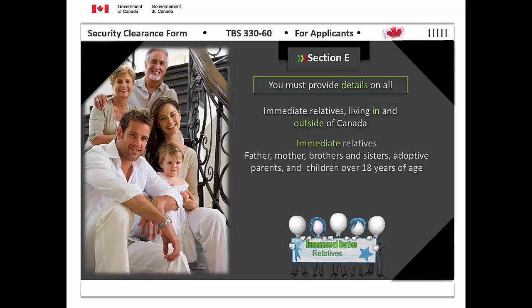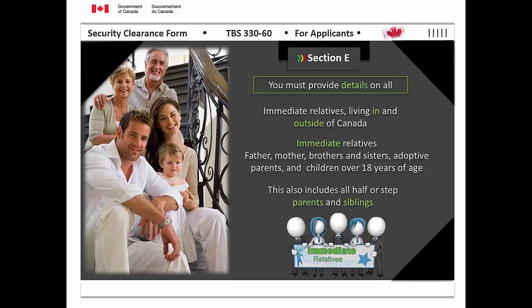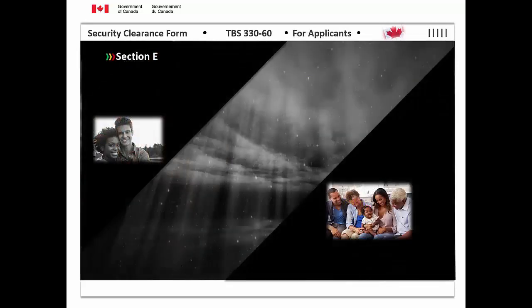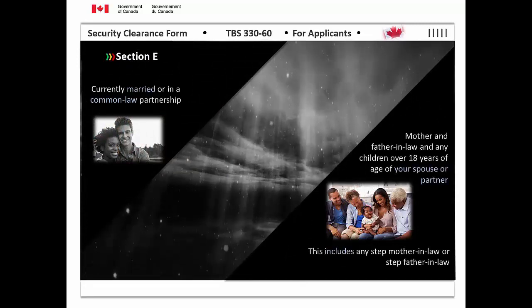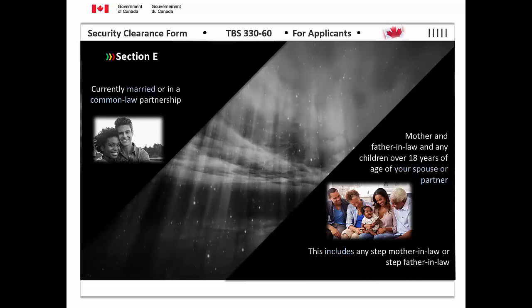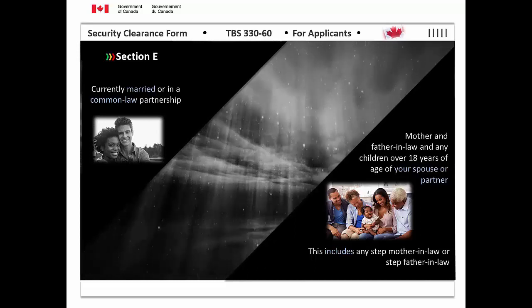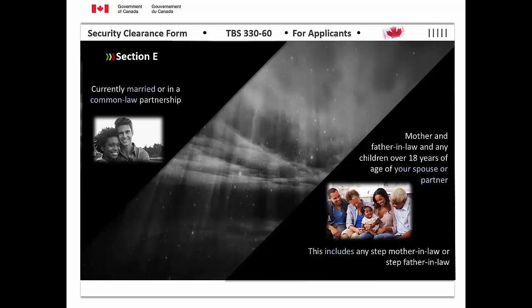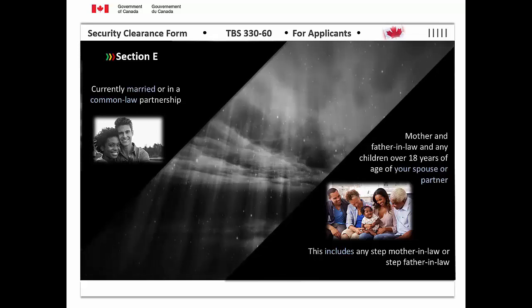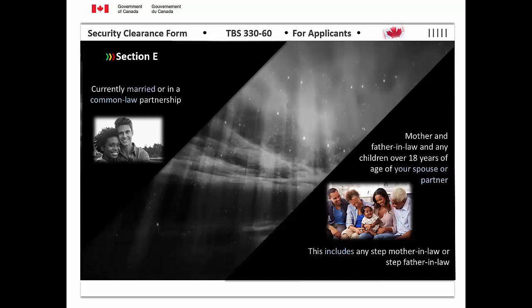This includes your father, mother, brothers and sisters, adoptive parents, and children over 18 years of age. This also includes all half or step parents and siblings. If you are currently married or in a common law partnership, you must also provide details on your mother and father-in-law, and on any children over 18 years of age of your spouse or partner. This includes any stepmother-in-law or stepfather-in-law.